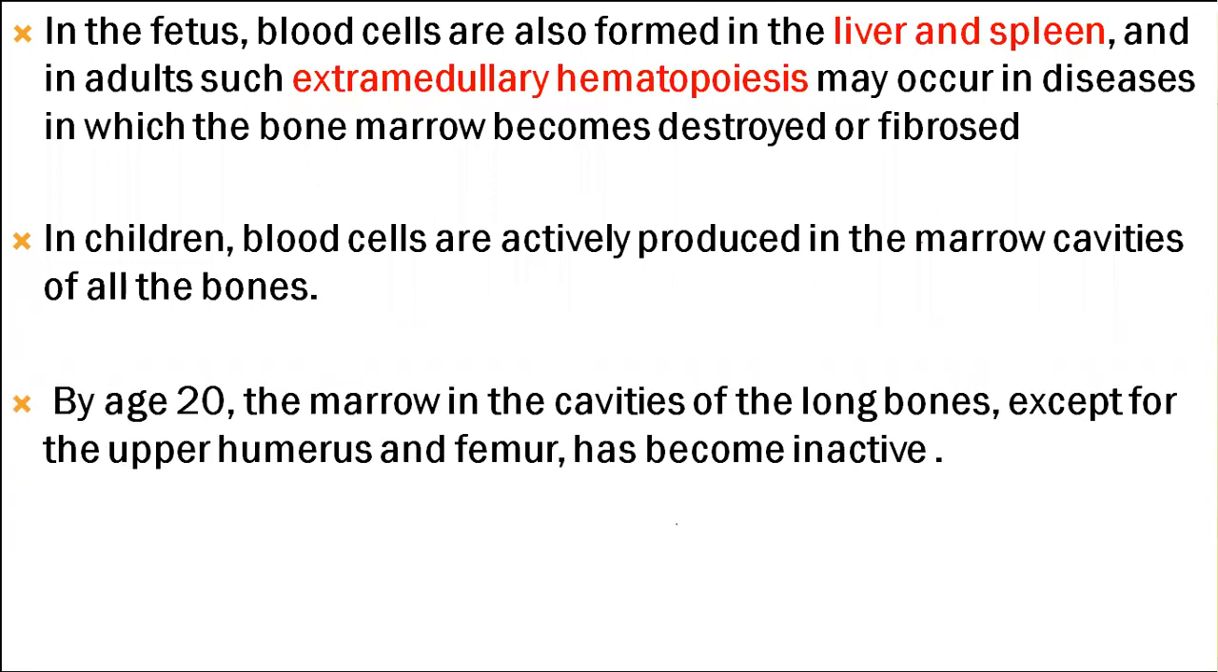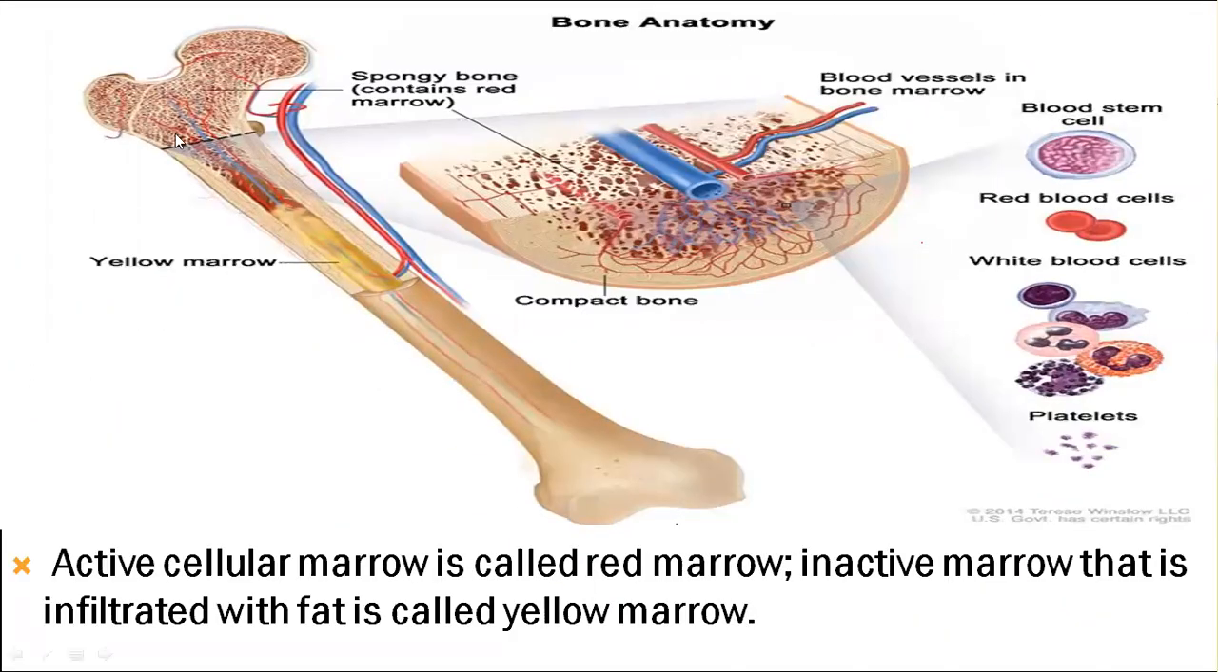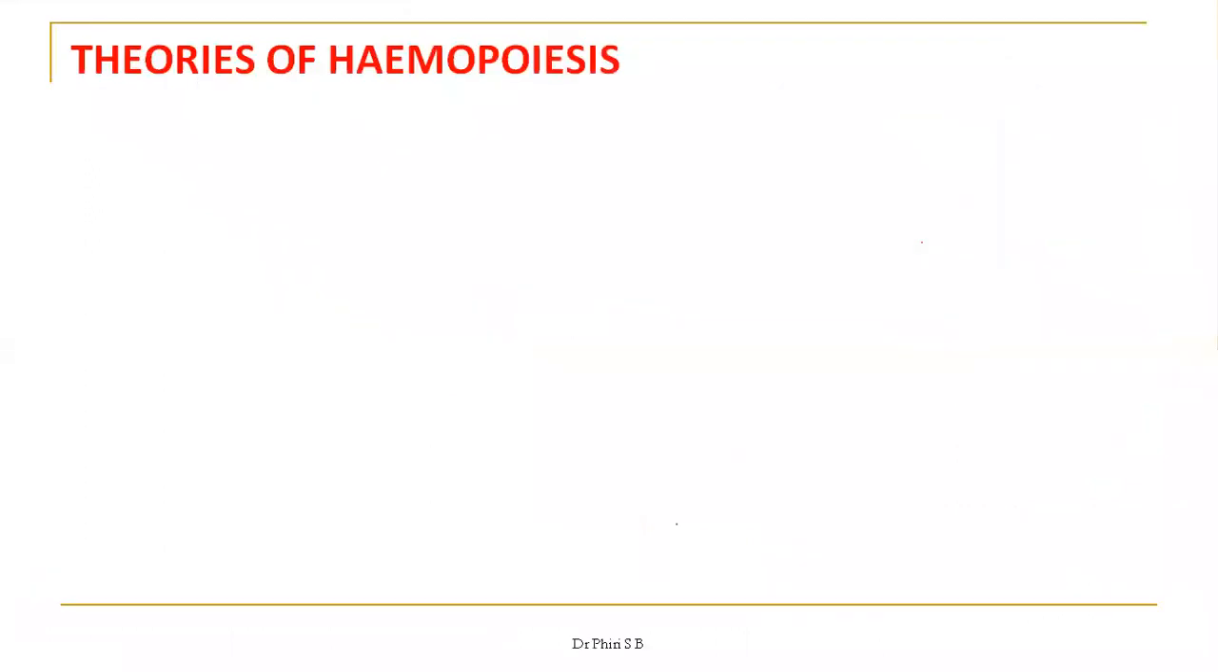Okay, so this is basically the same information. So we proceed. You can see in this diagram we have an example of a long bone. When you cut it, if you have a cross section of a long bone, you can appreciate the yellow marrow here and the red marrow. The red marrow is mainly composed of spongy bone. So you can see the spongy bone that contains the red marrow and is active in terms of hematopoiesis. It's the one that is involved in production of red blood cells and other blood cells.